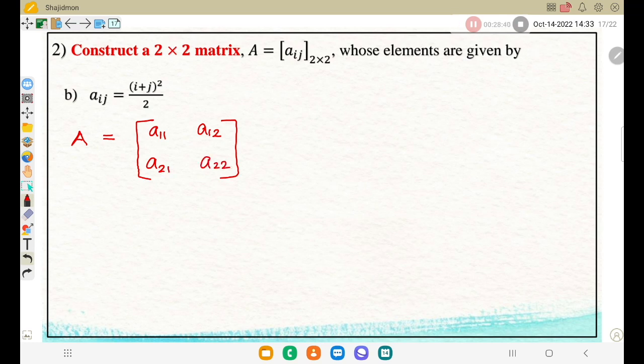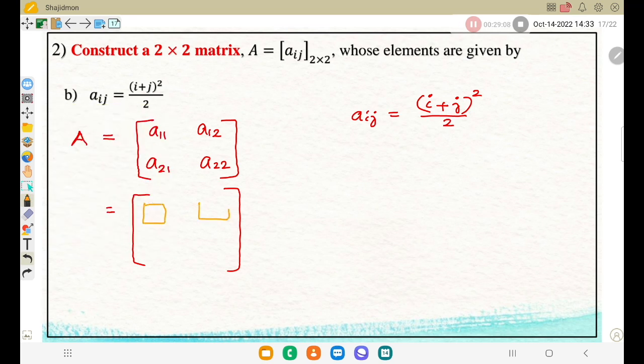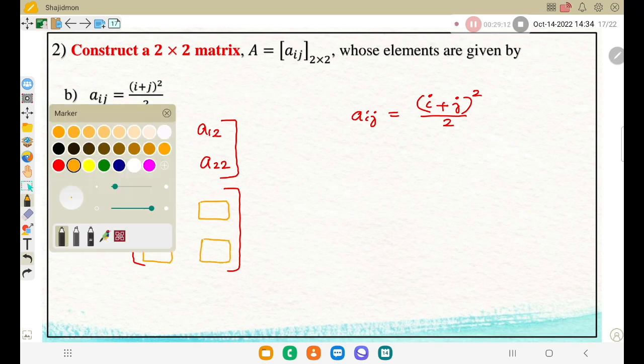How can we construct the matrix whose elements are given by Aij equals (i plus j) whole power 2 divided by 2? Okay, Aij equals (i plus j) whole power 2 divided by 2. So we will calculate one by one the 4 numbers: first A11, A12, A21 and A22, correct?